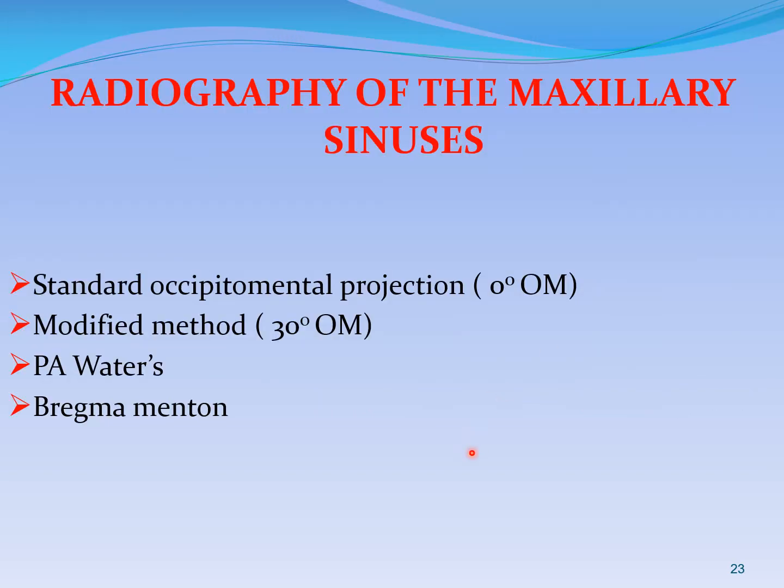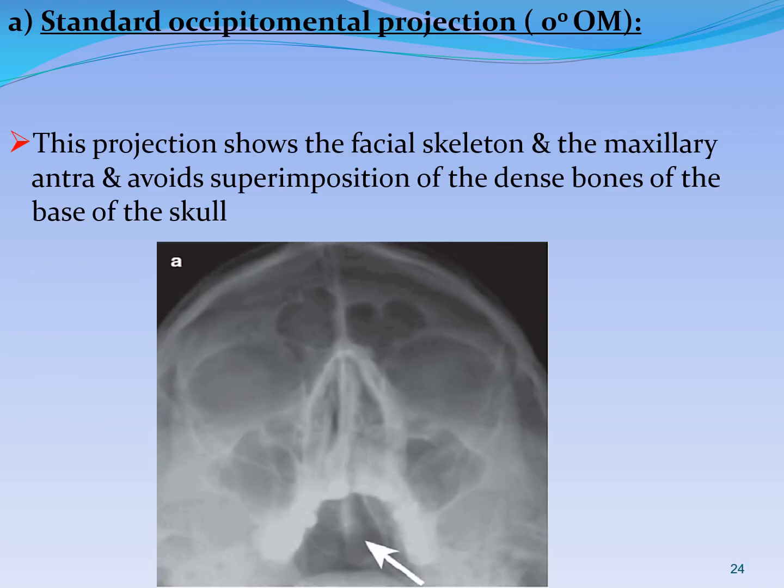Next, coming to radiography of the maxillary sinuses. Under that, we have 4 projections. First is the standard occipitomental projection, then the modified method, Waters view, and Bregma-Menton view. In the first one, the standard occipitomental projection or 0 degree OM view, this projection shows the facial skeleton and the maxillary antra and avoids superimposition of the dense bones of the base of the skull.